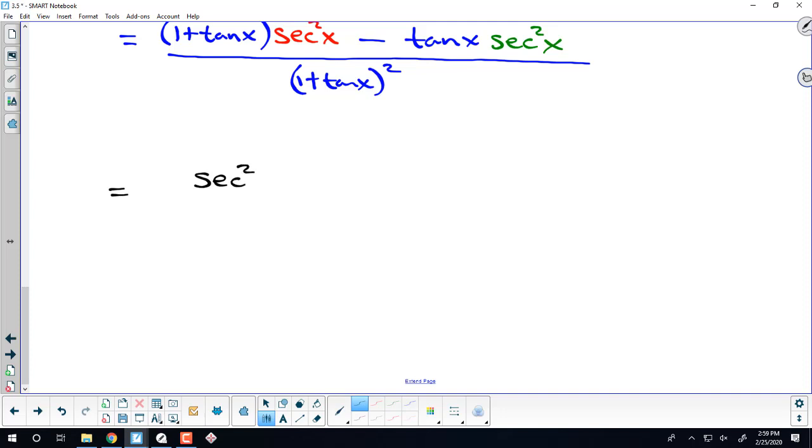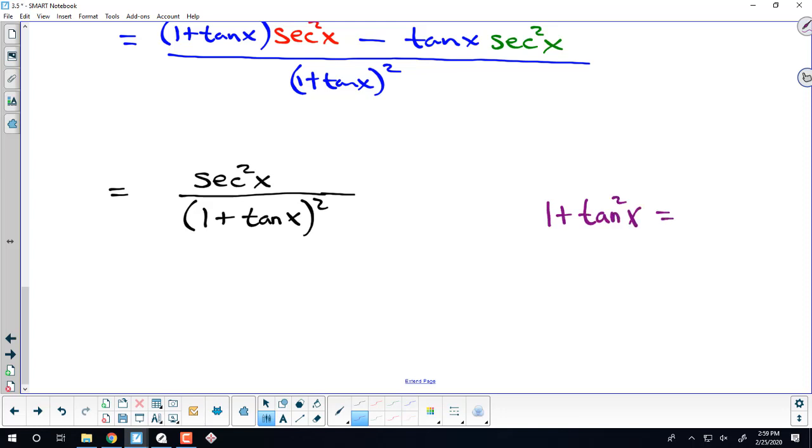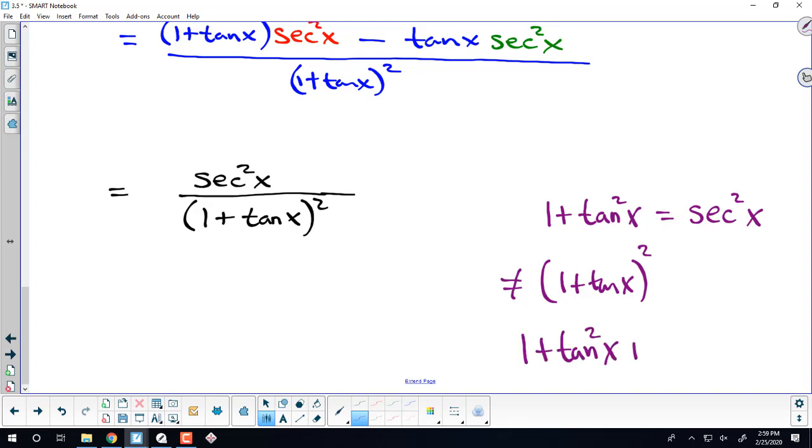Secant squared over 1 plus tangent, squared. Remember, that's not the same. If you vaguely remember the identity, the identity is 1 plus tangent squared is secant squared. But this isn't the same thing as this. That's 1 plus tangent squared plus 2 tangent for this one. So we're going to just leave it like that.